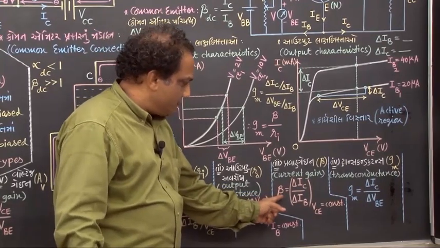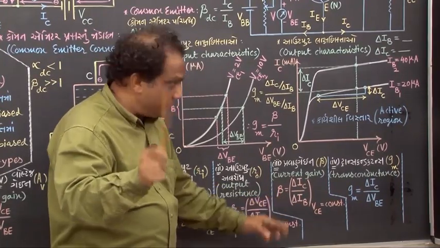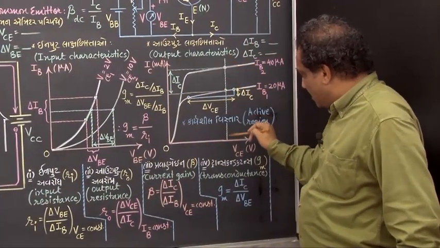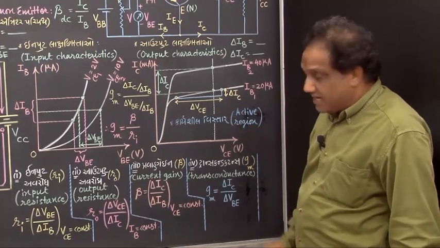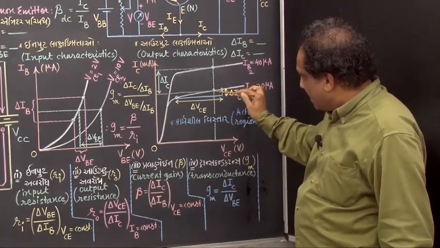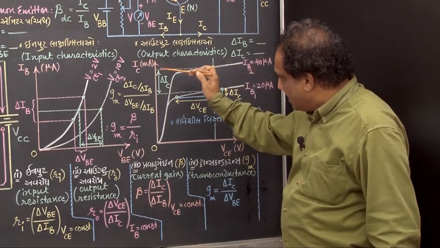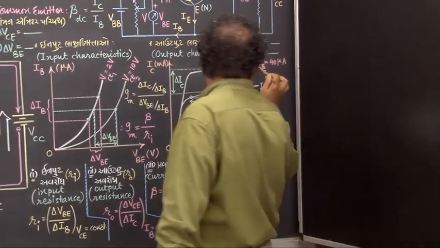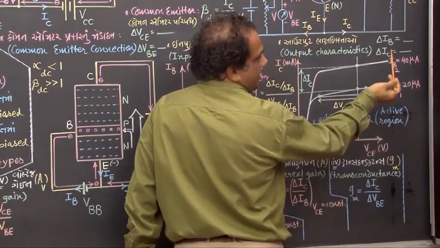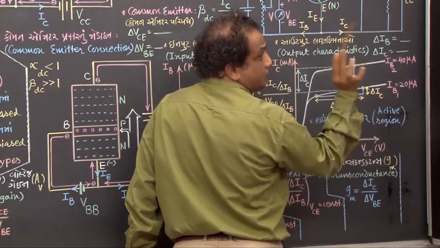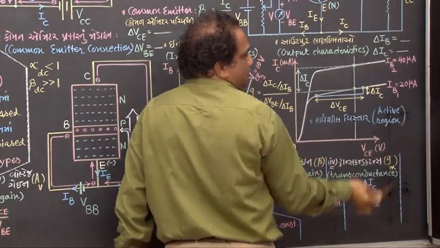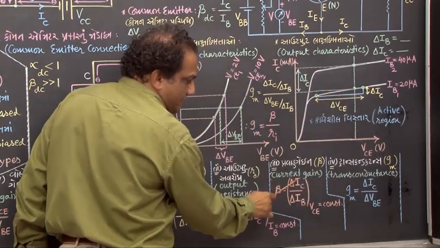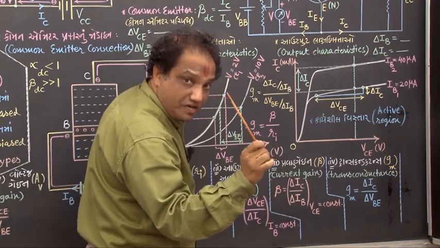First of all, let us see beta, that is current gain. How to find out that? Look, consider this vertical line. This vertical line intersects these 2 curves at these 2 points. Corresponding to these 2 points, you can find out delta IC, correct? And this point is taken on this curve, this point is taken on this curve. So you can find out delta IB, that is 40 minus 20, that is 20 microampere. Once you know delta IB and delta IC, you can put their values here, delta IC upon delta IB, and you can find out beta, correct?